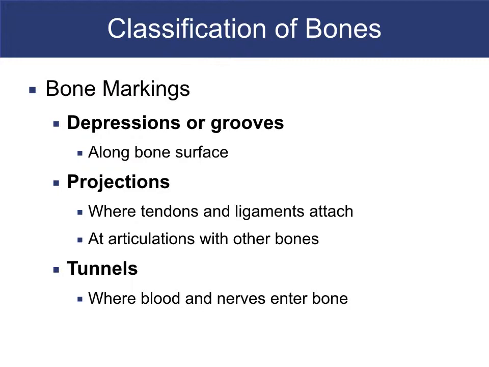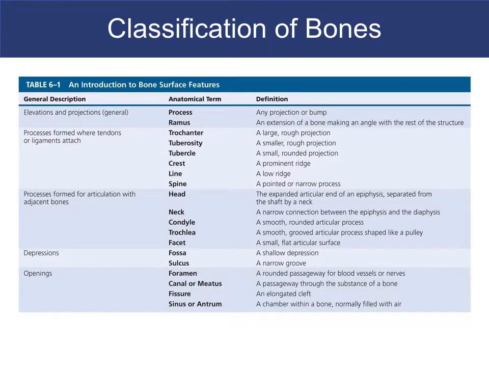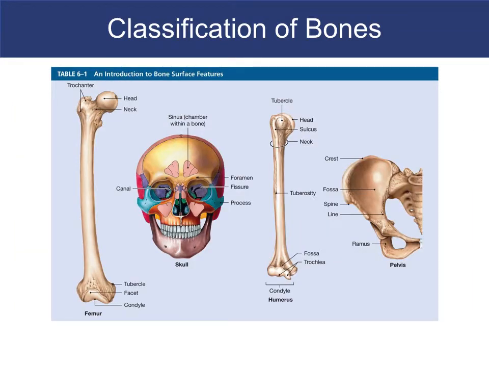There are tunnels. There are holes in the bone where blood and nerves go into the bones. And you see, this is a freak-out slide, which shows you there's things like processes and ramuses and trochanters and tuberosities and tubercles and crests and lines and spines and heads and necks and it sounds overwhelming, but it's really not. We'll just go through them one by one, and you'll figure those out. Here's a kind of an introduction to those terms.